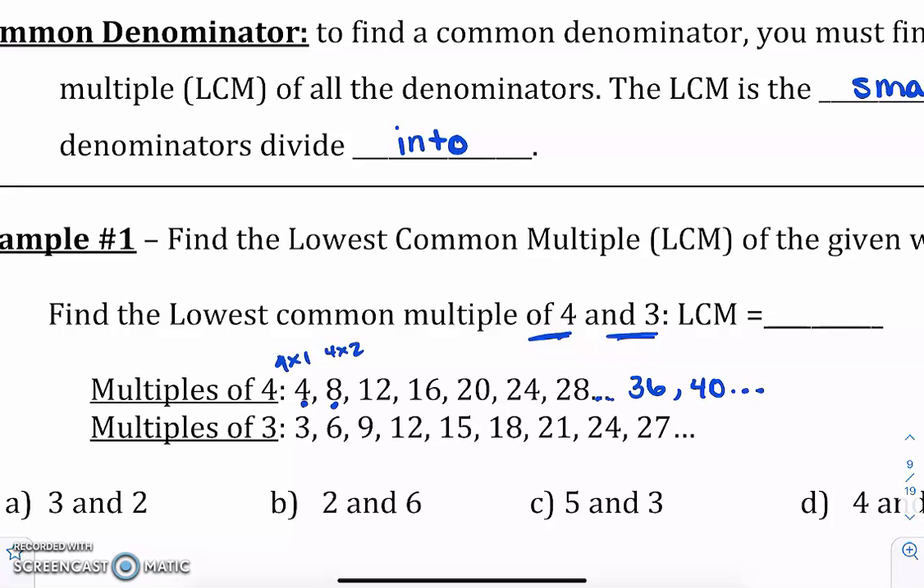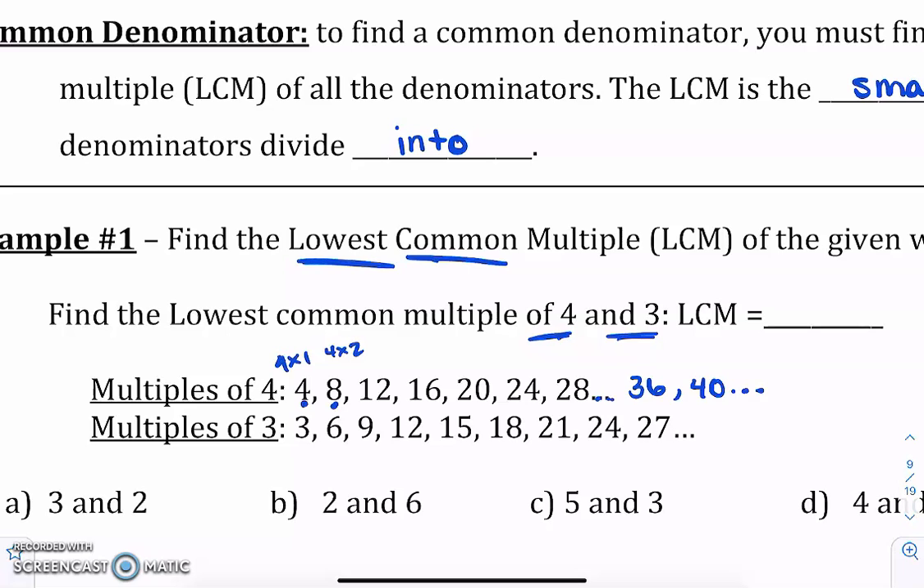Then the multiples of 3, again, just the number that you're finding the multiple of times 1. Then that number times 2, if you don't know how to find it in your head. So 3, 6, 9, 12, 15. But you're looking for the lowest number they have in common.